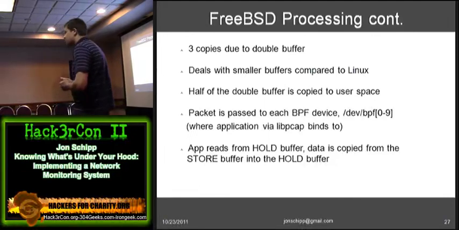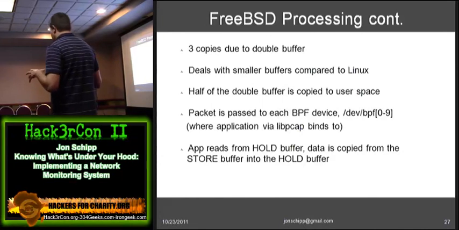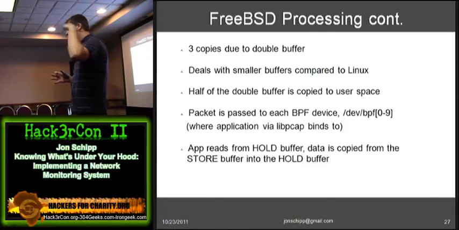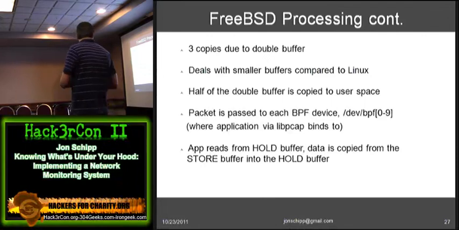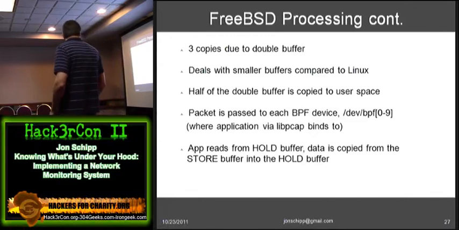BSD typically deals with smaller buffers, and we copy half of the double buffer to user space. So since we have 2 in the double buffer being store buffer and hold buffer, what happens is once the hold buffer becomes depleted, the store buffer takes its place. So the packets actually get copied to the store buffer first, and they'll move to the hold buffer where the libpcap will read from it. Whenever you open up a tap on a device, you're actually calling like IO control, and there's a pseudo device called /dev/bpf, and that's where you'll listen for your data.